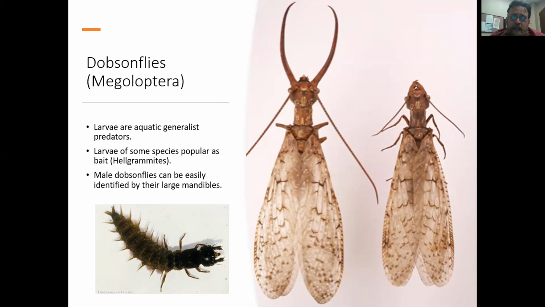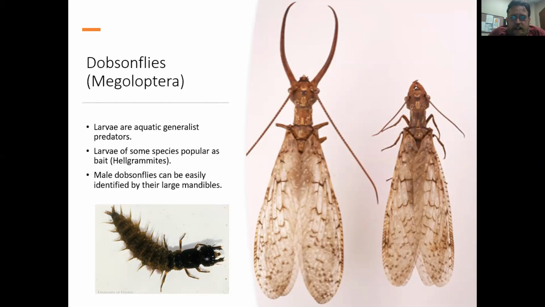We often see them coming to lights during the summer. So if you have a light outside your house, you might see one of these flying. The larvae are aquatic, like a lot of what we've discussed so far, and are really popular as bait for fishing. They're called hellgrammites.